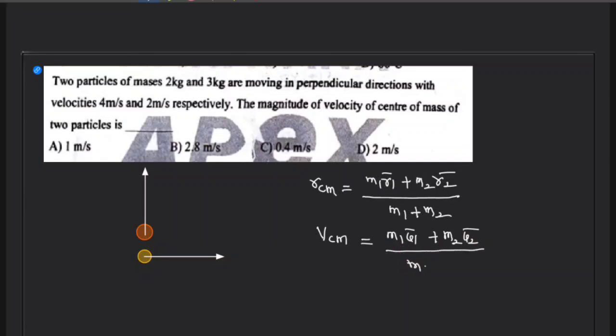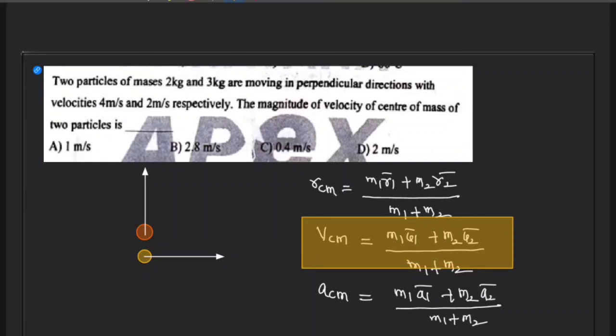If you again differentiate with respect to time, you get A_CM is equal to (M1 A1 bar plus M2 A2 bar) by (M1 plus M2). This is what we get from this center of mass concept. Now this particular question is based upon this one, that is V_CM is equal to (M1 V1 bar plus M2 V2 bar) by (M1 plus M2).